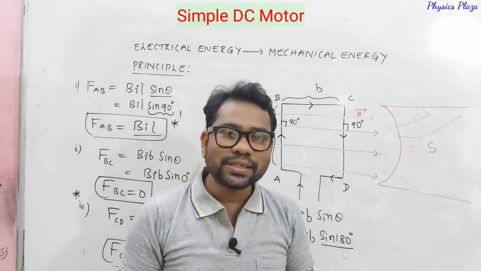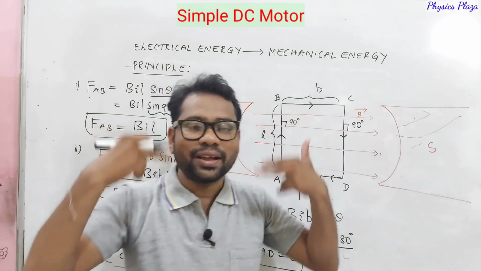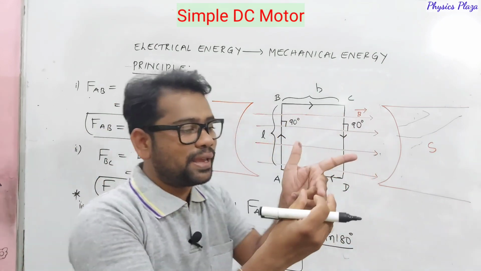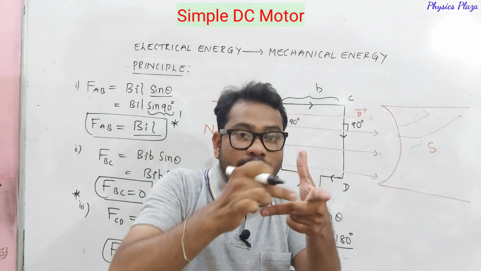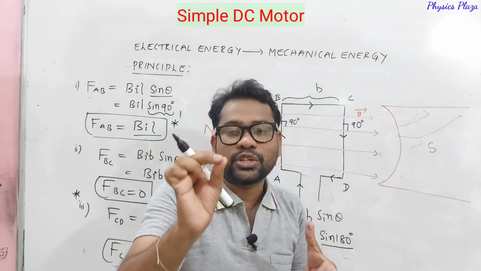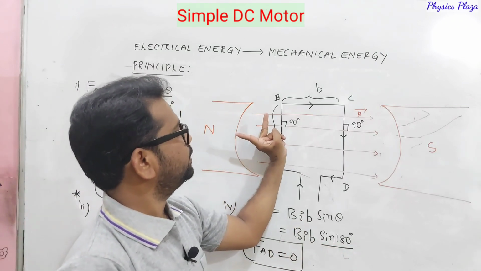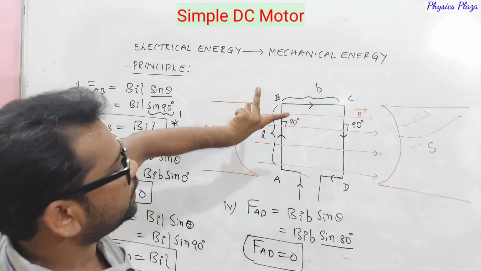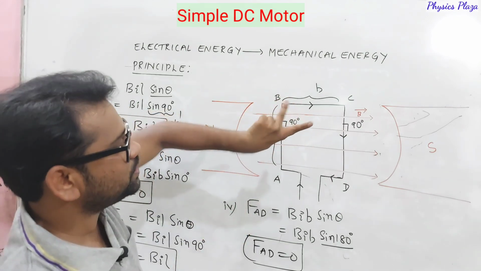Now let us discuss how to decide the direction of the force. Fleming's left hand rule. Come on children. Place the central finger, forefinger and thumb so that the three are mutually perpendicular to each other. Current direction is upward, and the field is like this. Okay, no problem, not an issue.